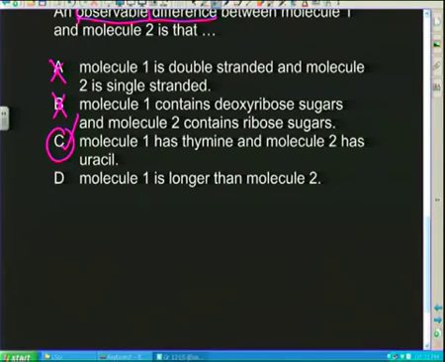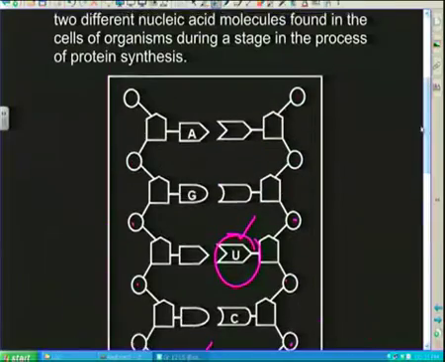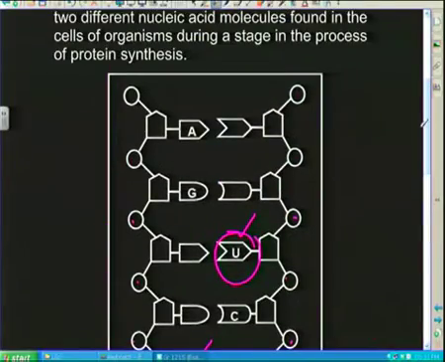Molecule 1 is longer than molecule 2. If you look at the diagram, you will see that there is no difference in the length of them. So that also then has to be incorrect. Okay, shall we go on to the next question? All right, multiple choice is always so nice and easy, but it gives you an idea of the words and the phrases that they're going to use. It's a bit of a warm-up exercise for the rest of the paper.